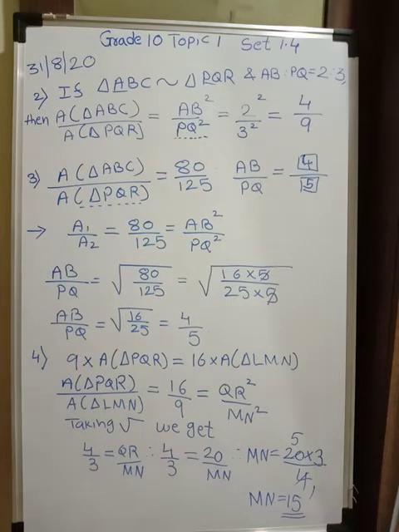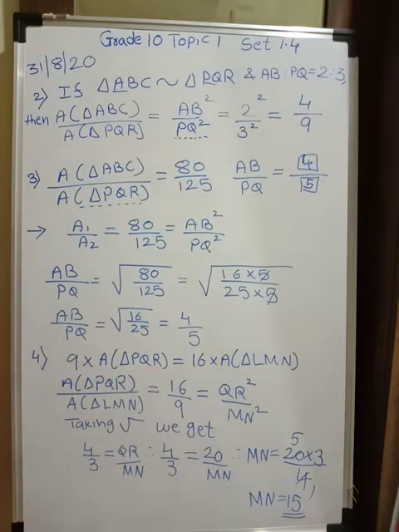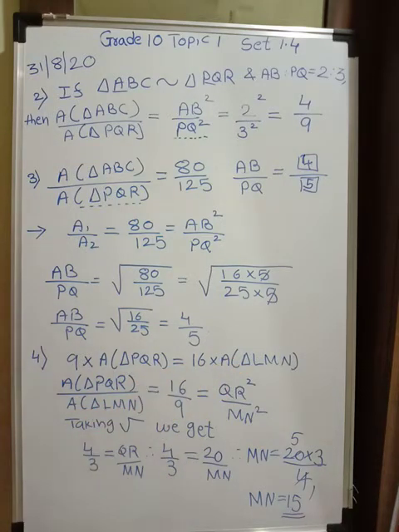Now coming to the fourth problem, see. Triangle LMN is similar to triangle PQR. That is the first requirement they have given. I am reading it from the text. So these two triangles are similar to each other. The second condition is 9 into area of triangle PQR is equal to 16 into area of triangle LMN. They have given QR as 20 units, then find MN.